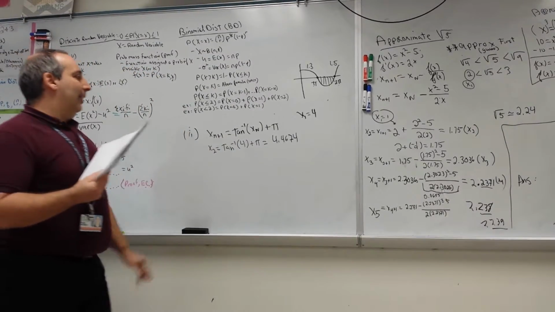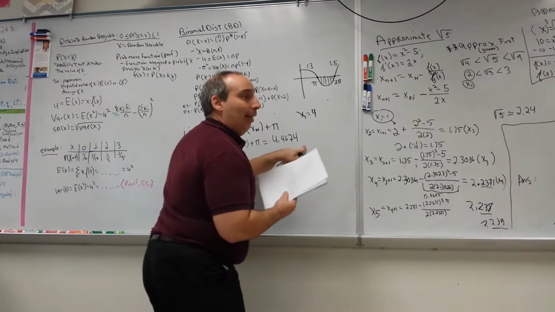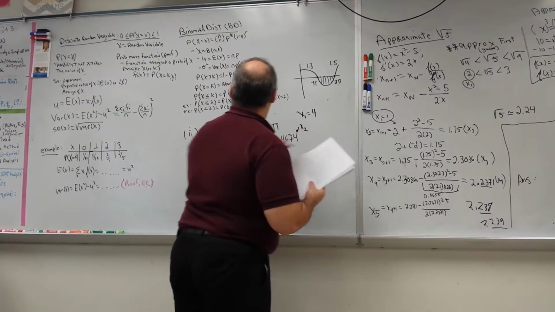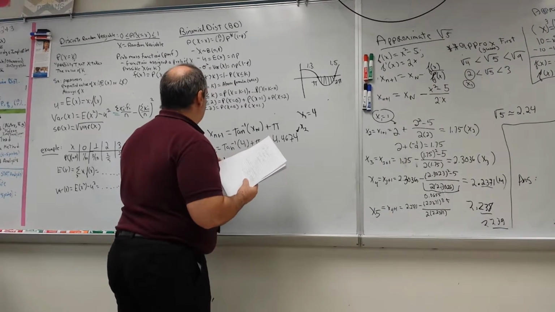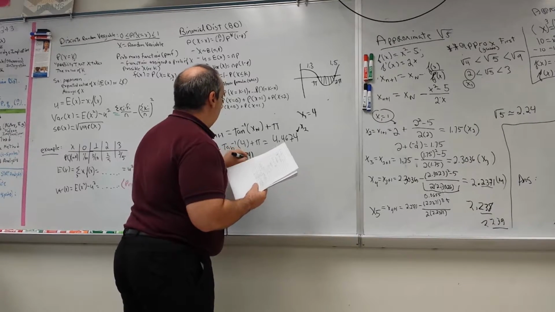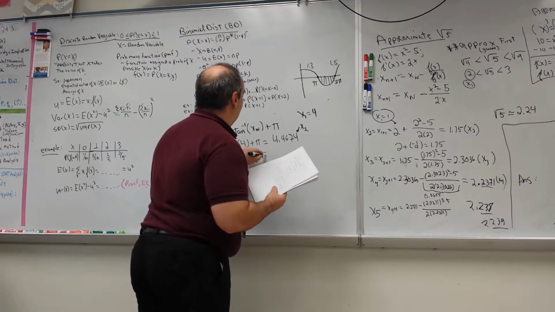So now you take this one. This is now 4.4674. So now we're trying to find x3, using x3 equals tangent minus 1 of 4.4674, plus pi, the pi guy, and you get what?